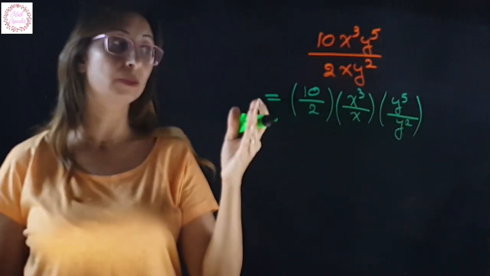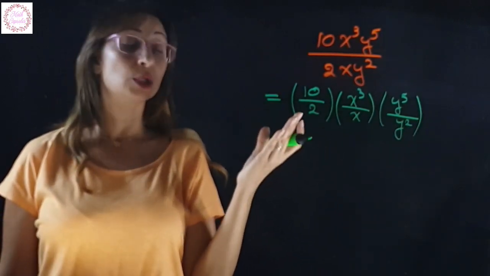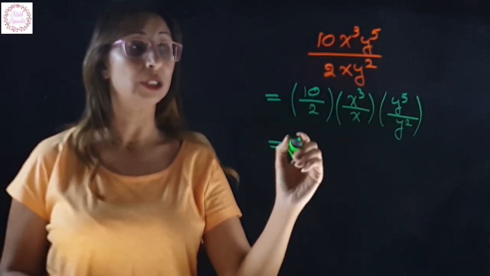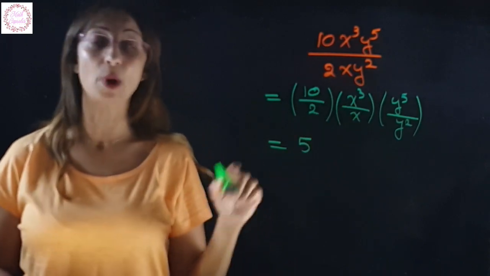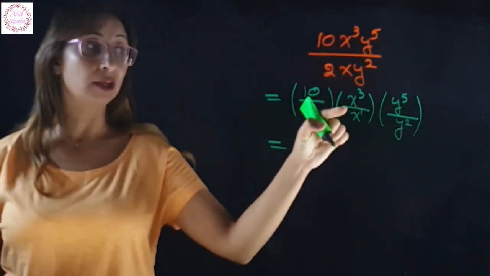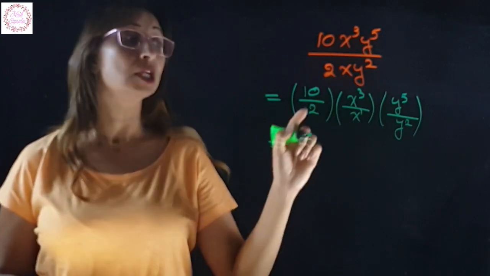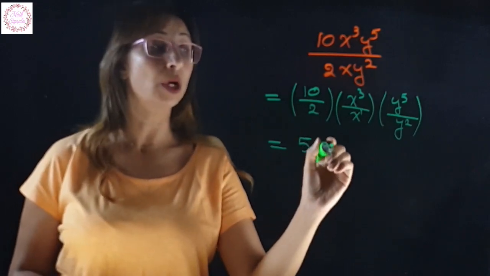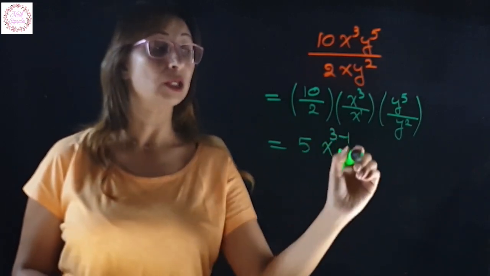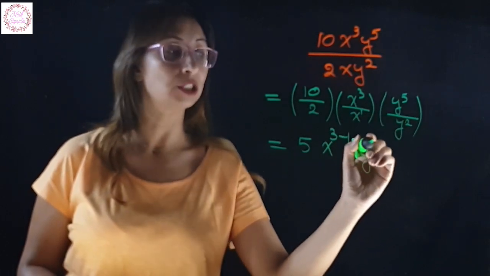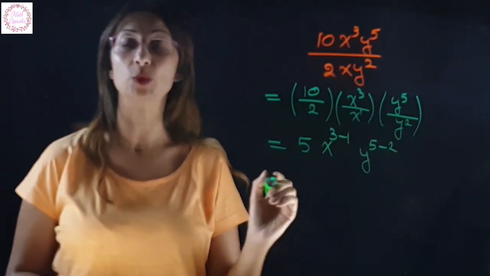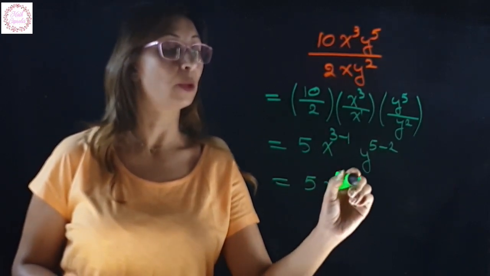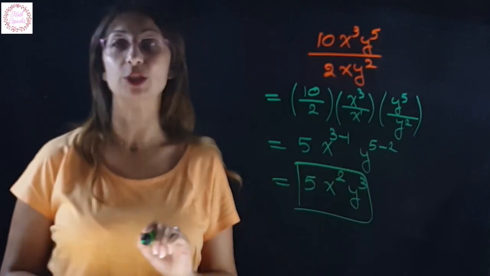Okay, look here, I'm writing it in detail, but when you solve it, you don't have to write all these details. So again, 10 divided by 2 is 5, and x power 3 over x power 1. Again, remember, if the power is not written, this means it's 1. So x power 3 over x power 1, you subtract the powers, so it's x power 3 minus 1, and y power 5 minus 2, because they are the same base y. So the answer here will be 5 x power 2 and y power 3. This is the final answer for this.